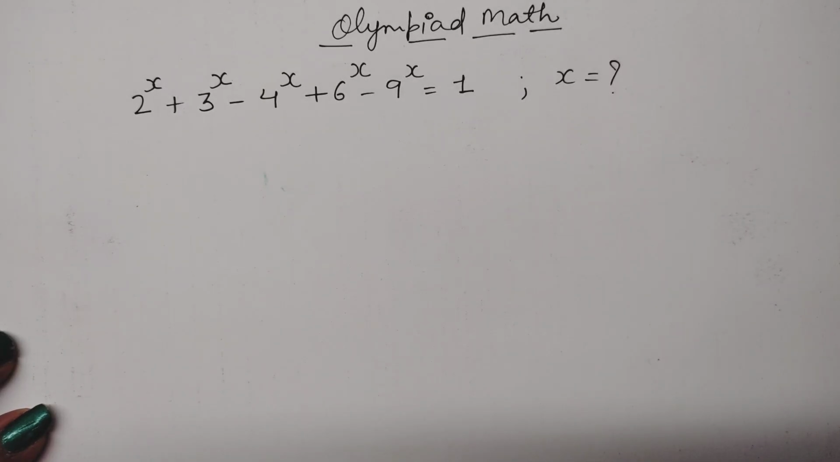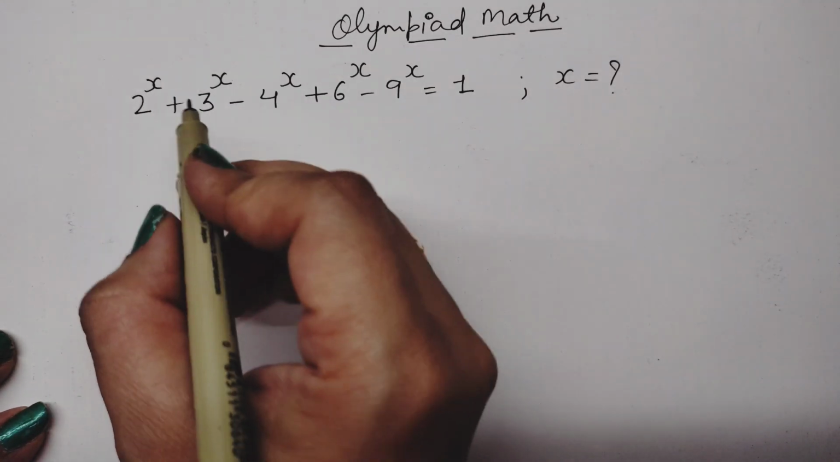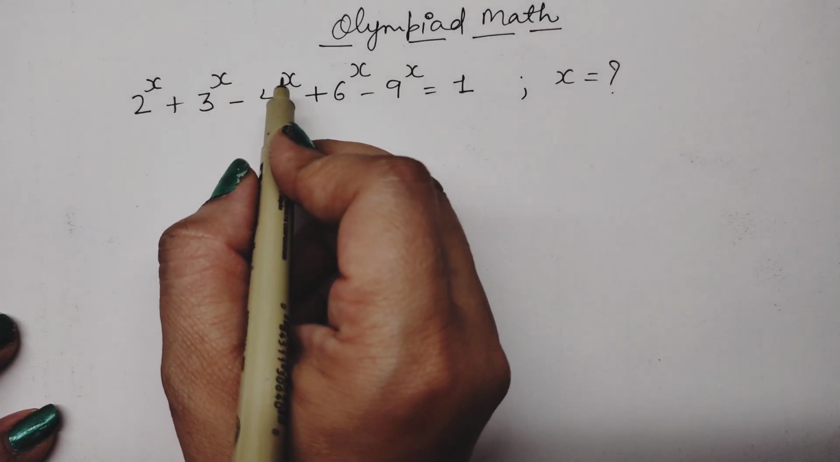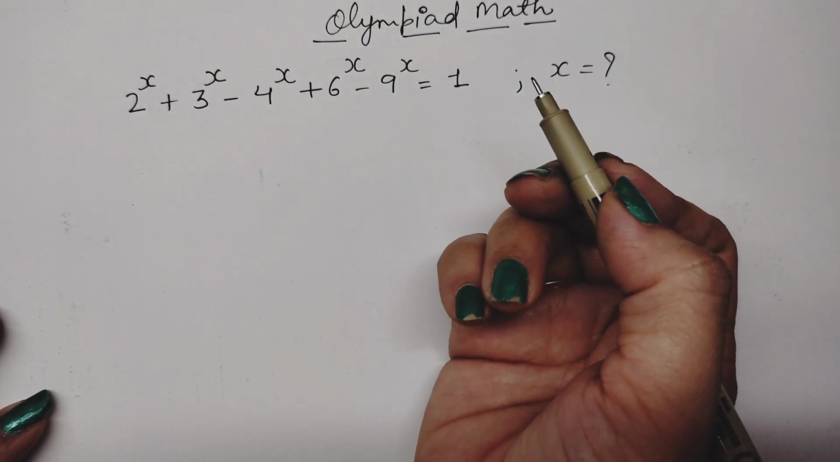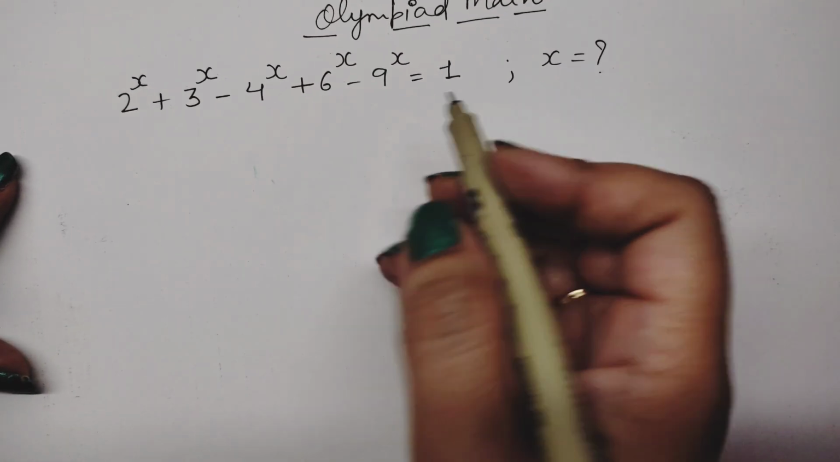We need to find the value of this equation. You can see the equation is in exponent form: 2 raised to the power x plus 3 raised to the power x minus 4 raised to the power x plus 6 raised to the power x minus 9 raised to the power x equal to 1. So how to find this x value?